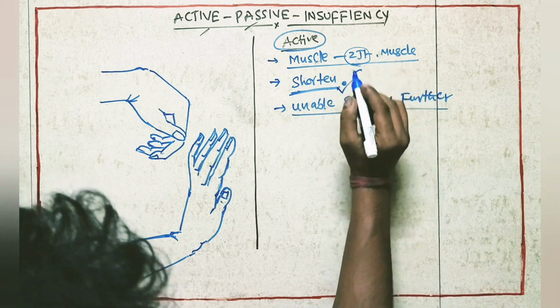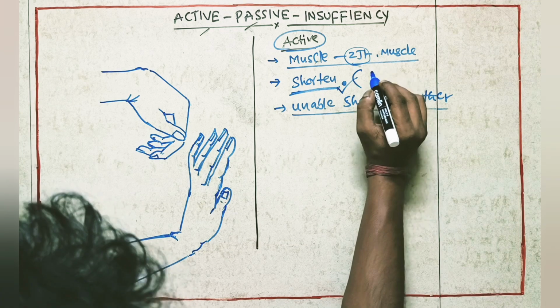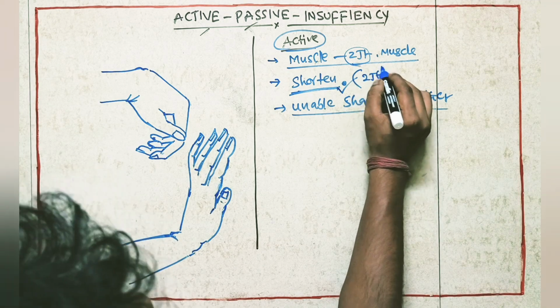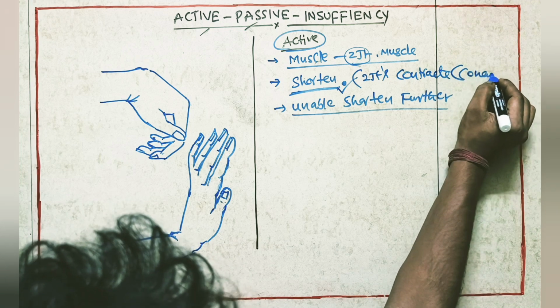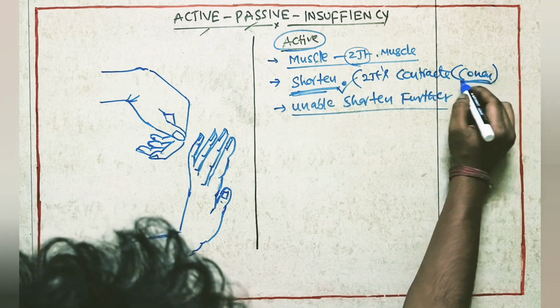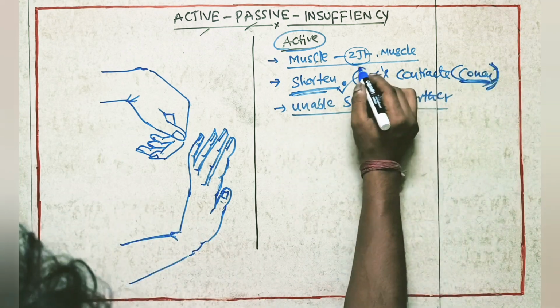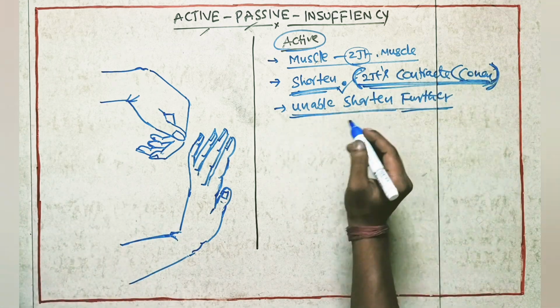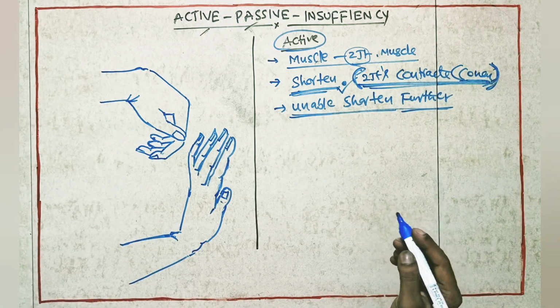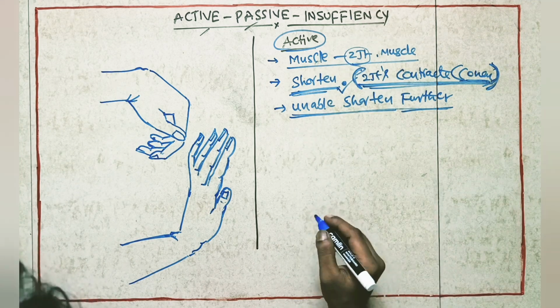Shorten first means that the two-joint muscle, connected to two joints, will contract at both joint levels. Which contraction? Concentric, because it is shortening. After one point of this concentric contraction, the muscle will be unable to do further concentric contraction. That is active insufficiency. An example for this.